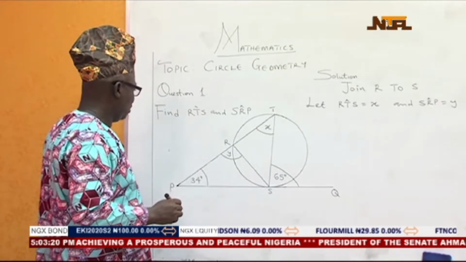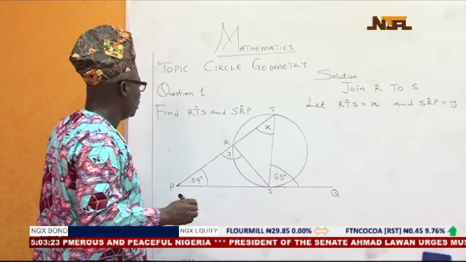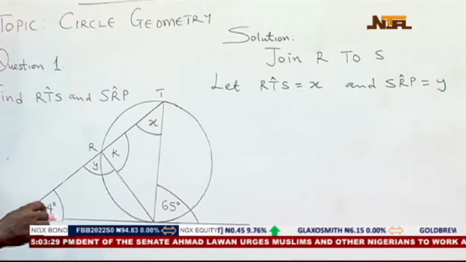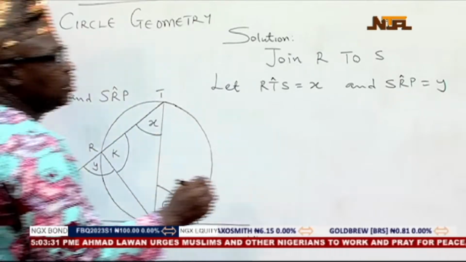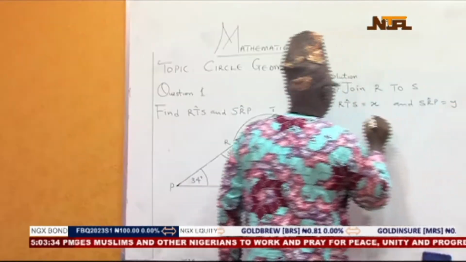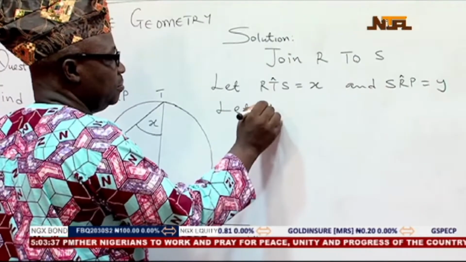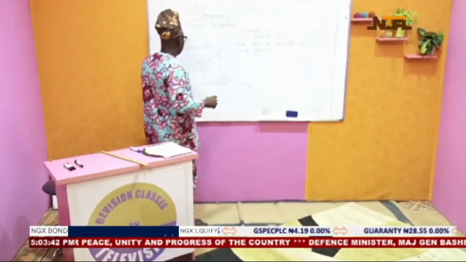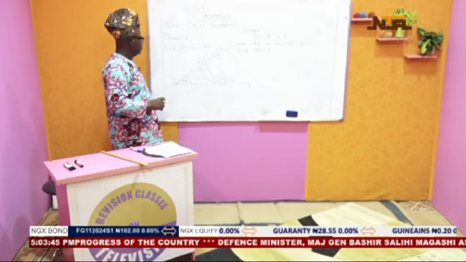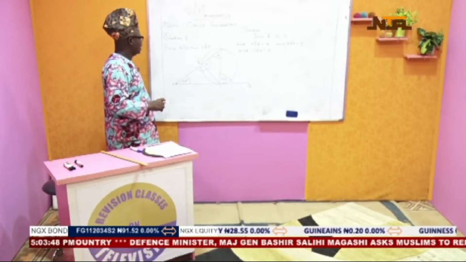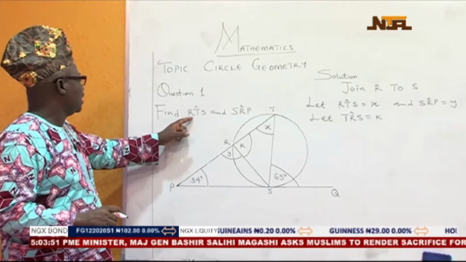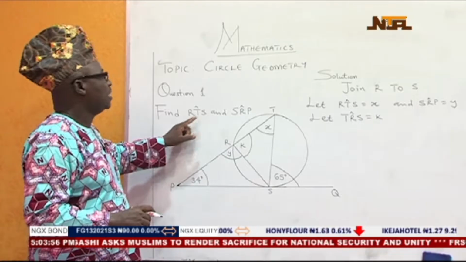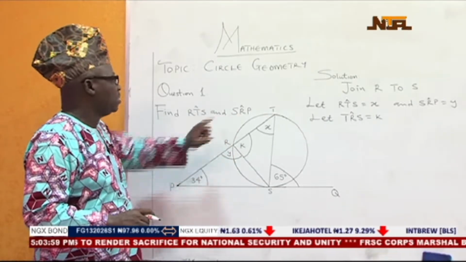I still have another point I may like to refer to. Let me refer to this angle here as angle K. That is angle TRS. So I can say, let TRS be K. So at this point, I'm ready to look for Y and X, because X stands for RTS, and Y stands for SRP.